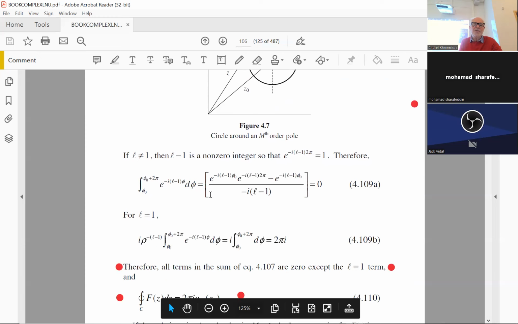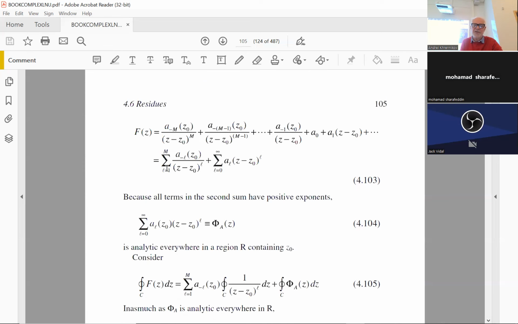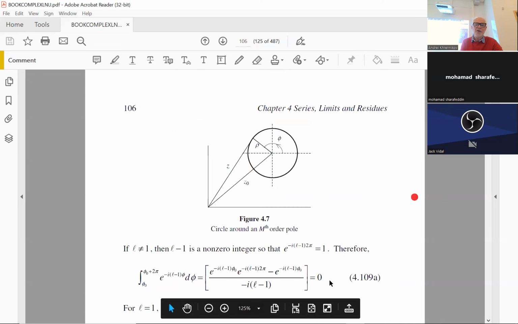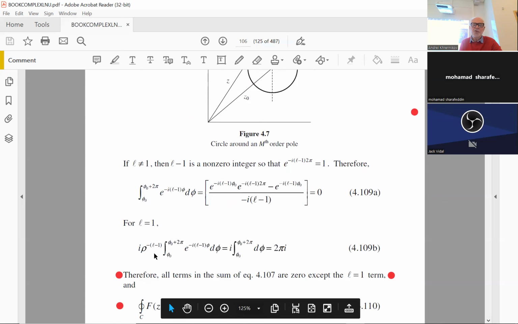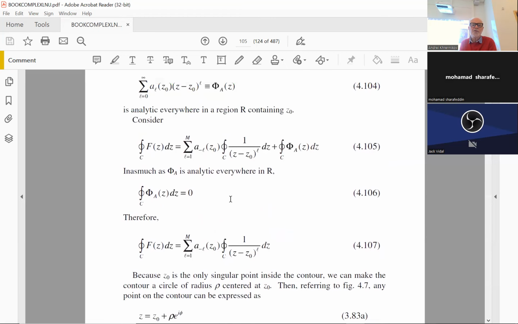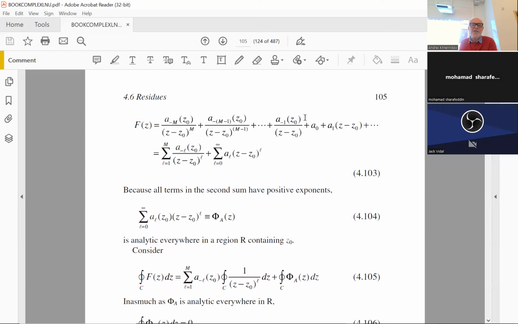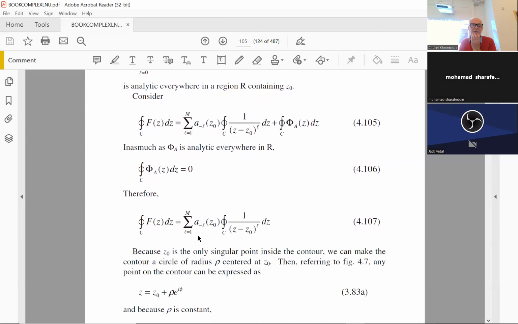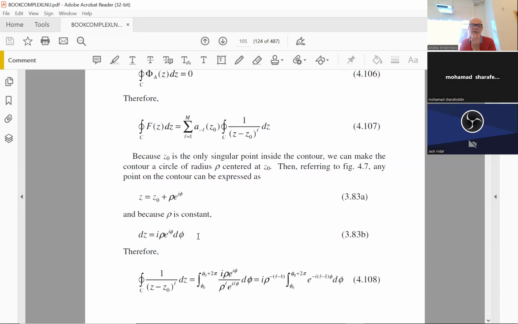Here is this term, L minus 1. It depends whether L minus 1 is 0 or not 0. If it is not 0, this integral is 0. So the only term which gives us something would be when L is equal to 1. L equal 1, it is this term. The function can be very complicated, but the only term which will give us something to the integral is this one. So in this sum, only L equal 1 will survive, and all others disappear.